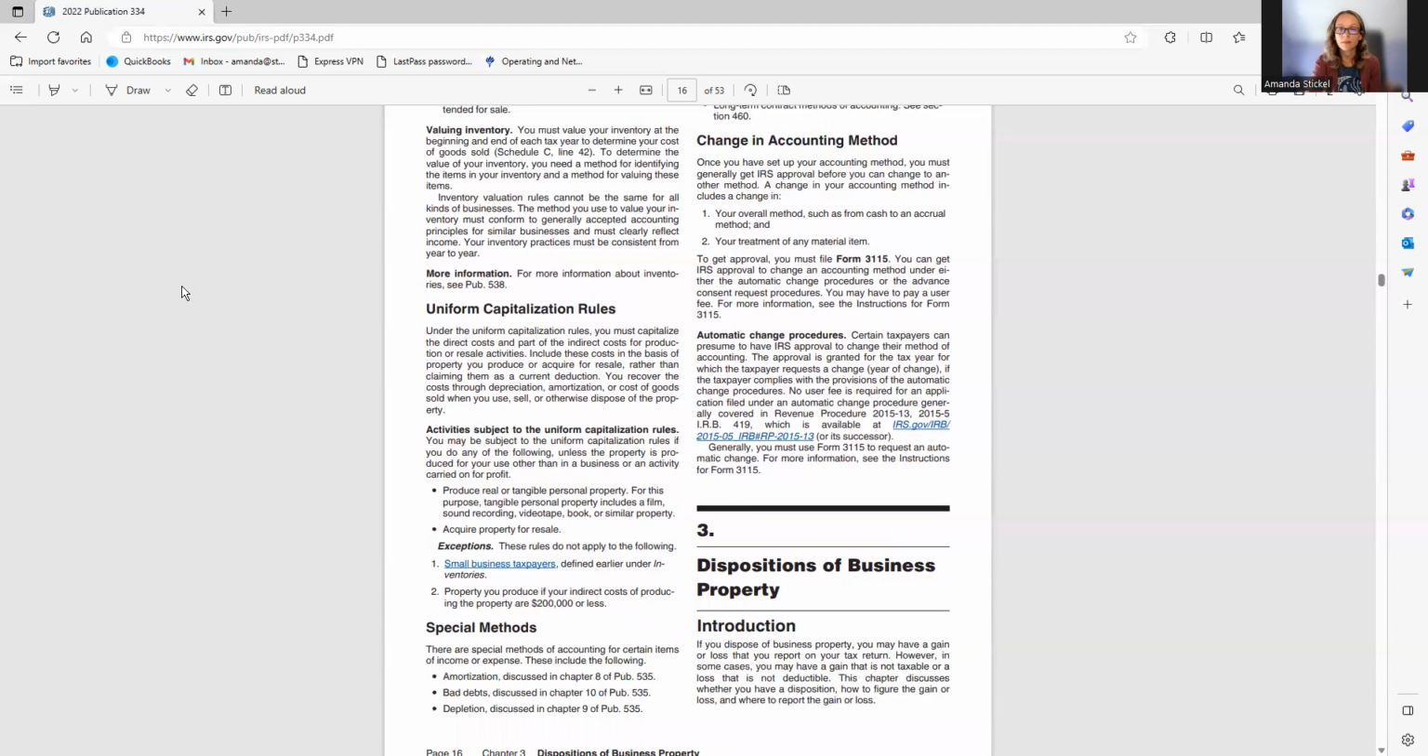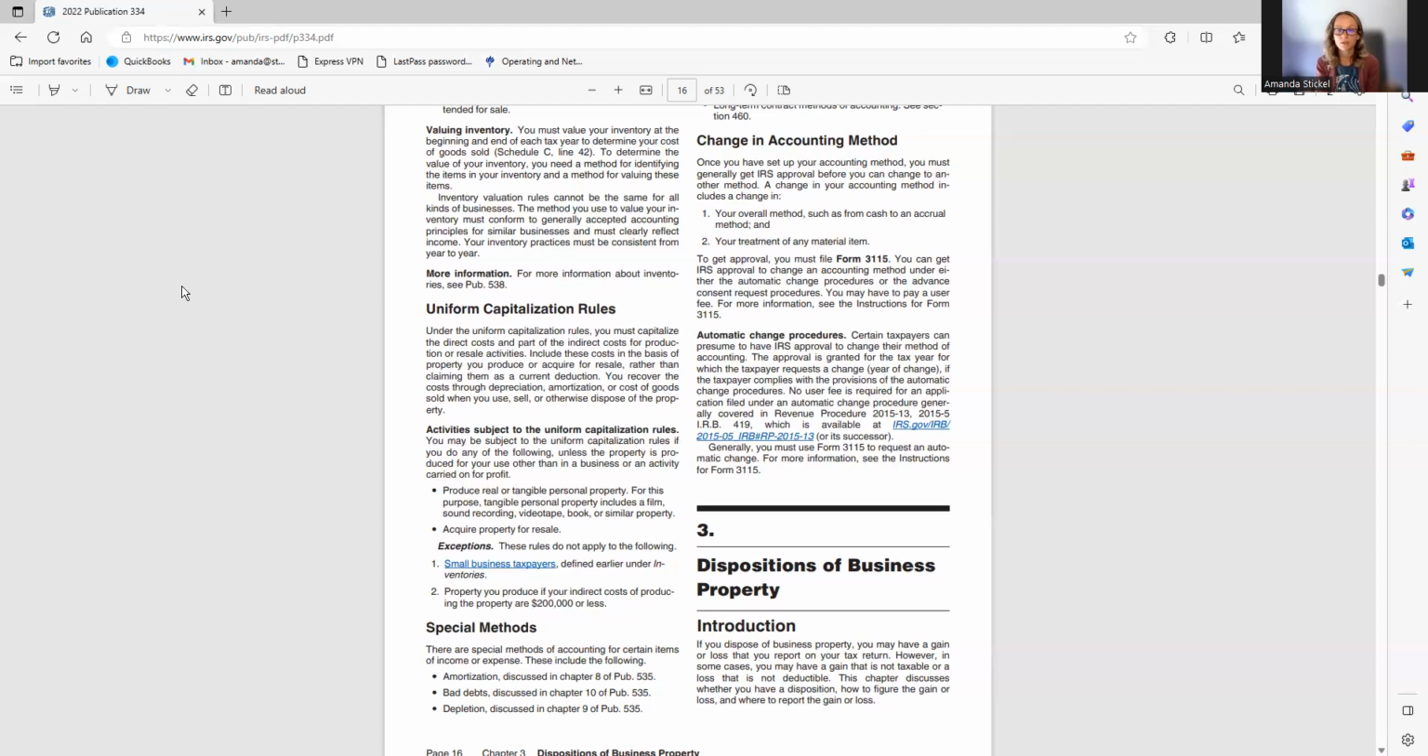Change in accounting method. Once you have set up your accounting method, you must generally get IRS approval before you change to another method. A change in your accounting method includes a change in your overall method, such as from cash to an accrual method, and your treatment of any material item. To get approval, you must file Form 3115. You can get IRS approval under either the automatic change procedures or the advanced consent request procedures. You may have to pay a user fee. For more information, see the instructions for Form 3115.